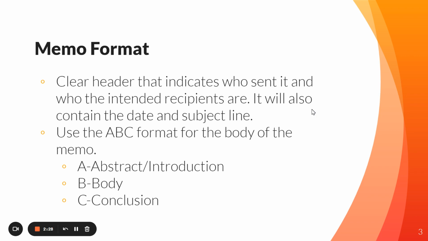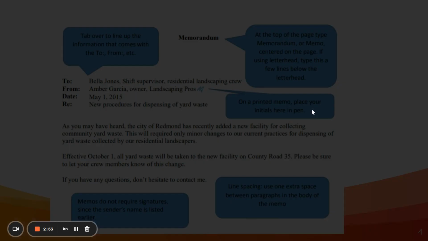So you will have first A, which is your abstract or introduction. So this is a sentence or two at the beginning of the text introducing what this is about. Then you're going to hit enter and type the body where you're going to put your information that you need your coworkers or your group to know. And then you'll hit enter again for the conclusion, where you will specifically wrap things up. So if you have questions, let me know, that kind of thing.